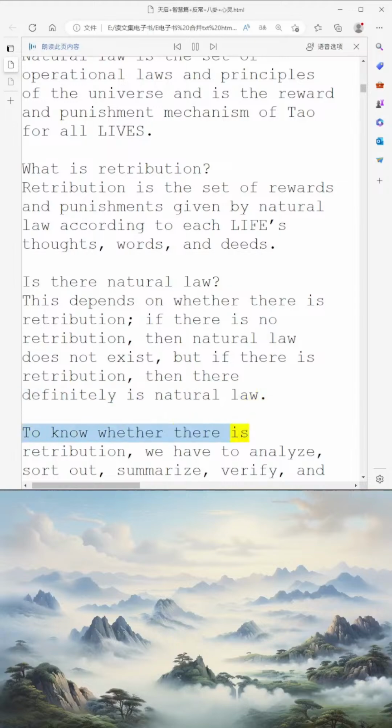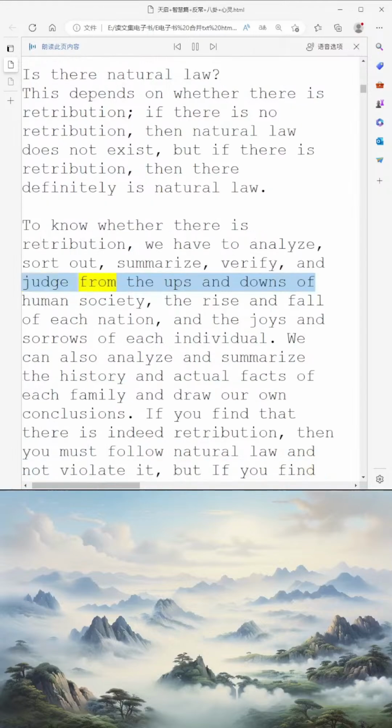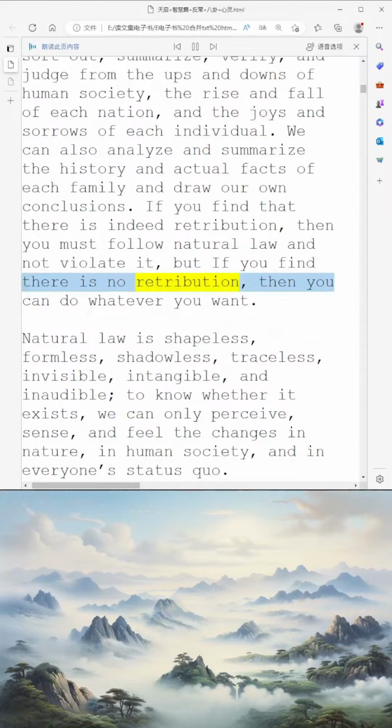To know whether there is retribution, we have to analyze, sort out, summarize, verify, and judge from the ups and downs of human society, the rise and fall of each nation, and the joys and sorrows of each individual. We can also analyze and summarize the history and actual facts of each family and draw our own conclusions. If you find that there is indeed retribution, then you must follow natural law and not violate it. But if you find there is no retribution, then you can do whatever you want.